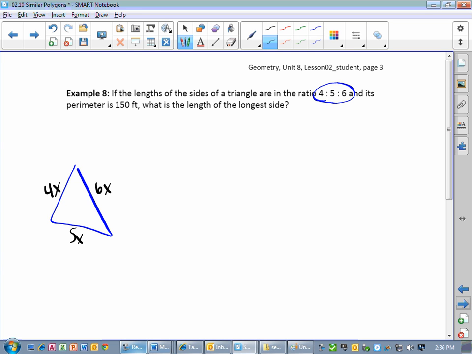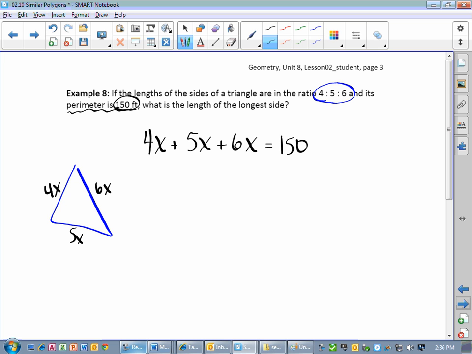But it also says the perimeter is 150 feet. How do we find the perimeter of a triangle? Add up all the sides. How do you find the perimeter of any figure? Add all of them. Okay. What about a circle? Circumference. So 4x plus 5x plus 6x has to equal how much? 150. Has to equal 150 feet.